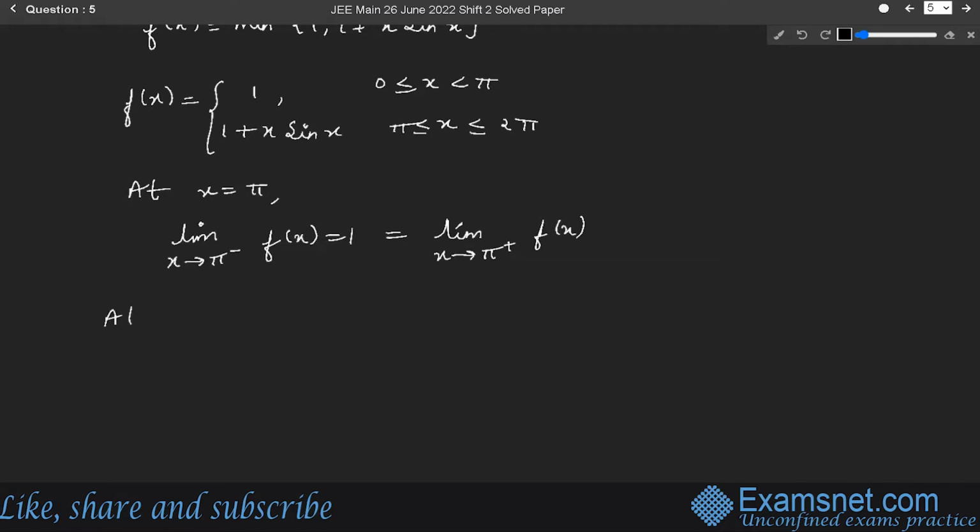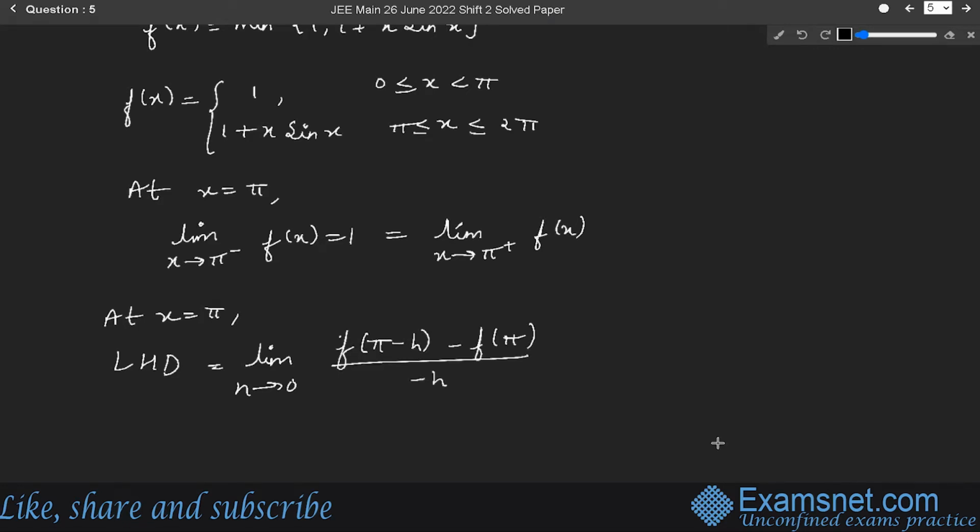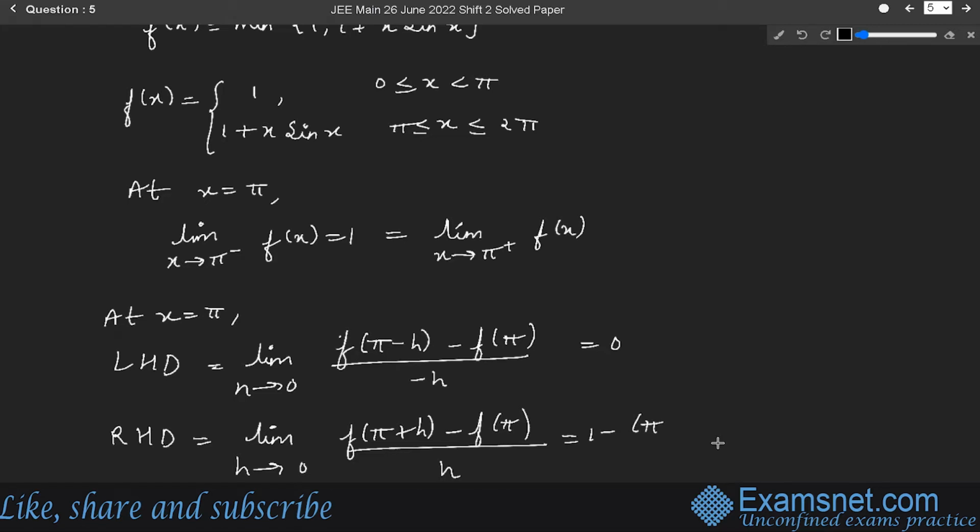Therefore, at x equal to pi, the left hand derivative will be limit h tends to 0, (f of pi minus h minus f of pi) divided by minus h, which is equal to 0, and the right hand derivative will be equal to limit h tends to 0, (f of pi plus h minus f of pi) divided by h. So it will be equal to (1 - (pi + h) into sin h - 1) divided by h. So this will be equal to minus pi.